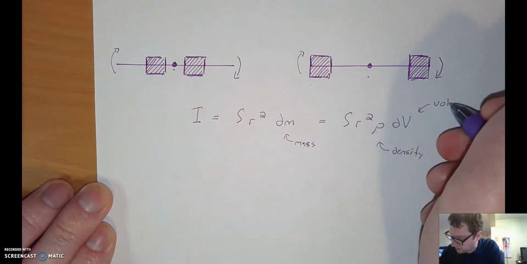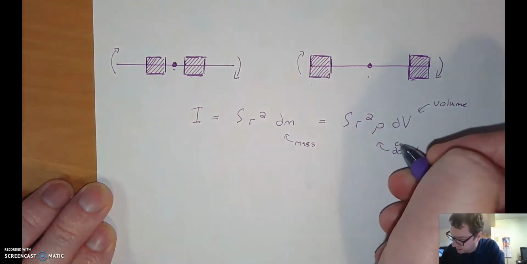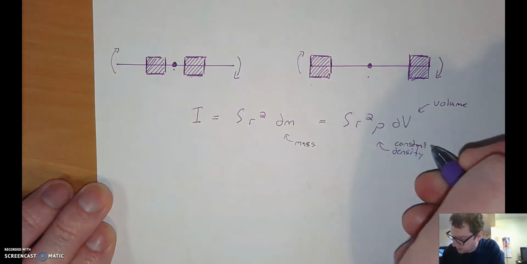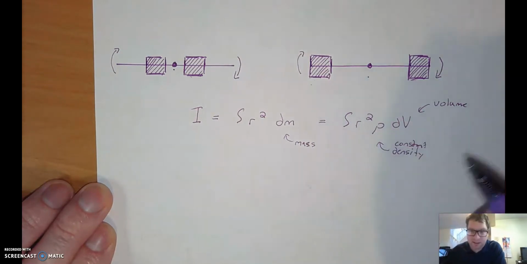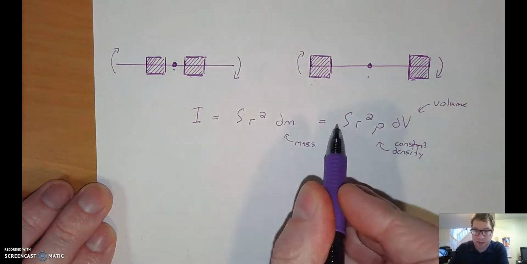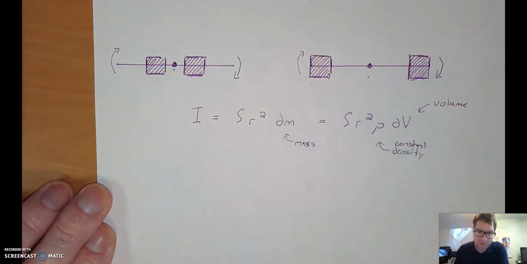So now it becomes more of a geometric problem. If the density is constant, it'll pop out on the outside, so you just put the rho out here. So that's for any generic shape.